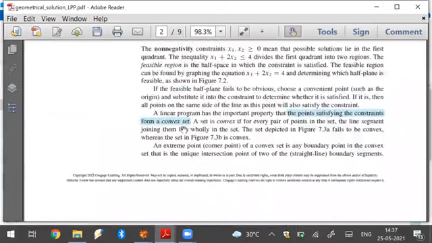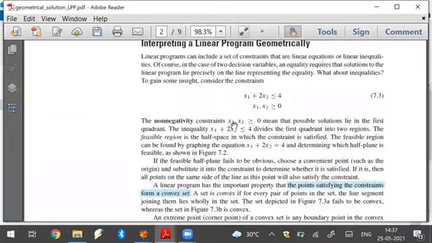So the points satisfying the constraints form a convex set. Here non-negativity is sometimes assumed, meaning the variables you are using are positive. Depending on the constraints given, if you are considering only two variables, then there is a 2D plane, and on a single constraint the 2D plane gets divided into two parts.